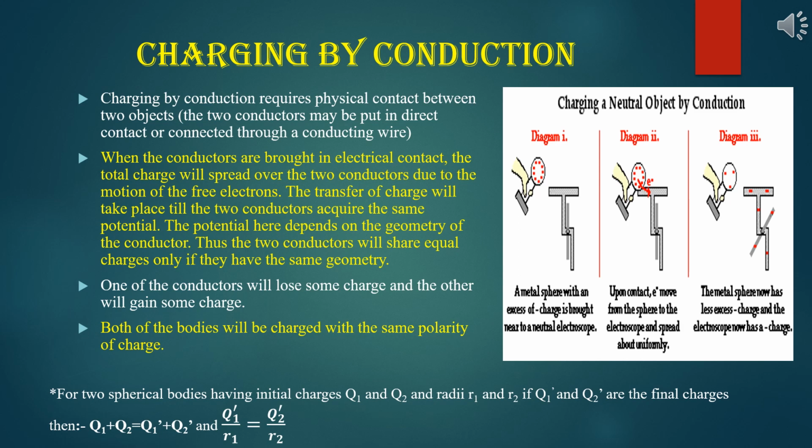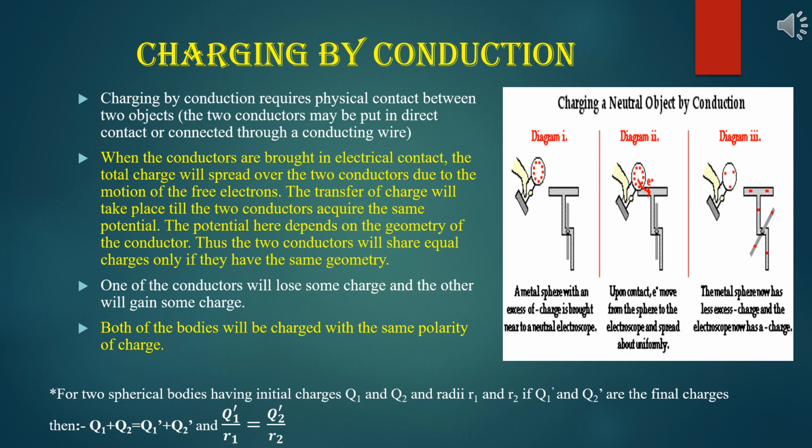Physical contact means you can put the two conductors directly or touch them directly, number one. Number two, you can connect them by a conducting wire also, because you know conductors facilitate the flow of charges. Through conductors, charges can flow, that you have learned in earlier classes, right? Now what will happen whenever the two bodies are brought into contact? Maybe one has more charge, one has less charge, or one is having charge, one is neutral.